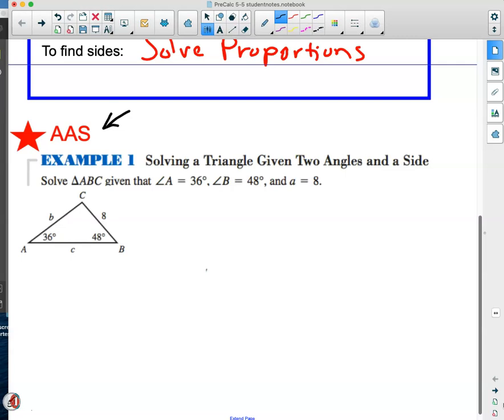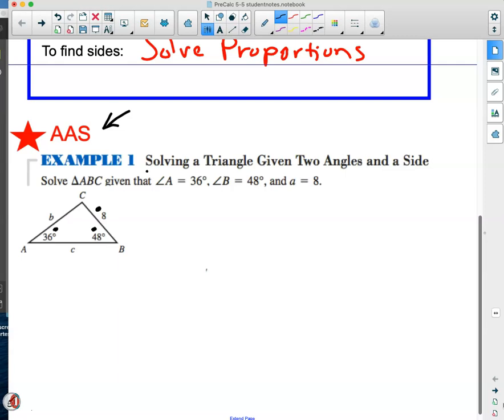Solving a triangle given two angles and a side. Solve triangle ABC given that angle A is 36 degrees, angle B is 48 degrees, and little a, the side length, is 8. I take a look at this and try to figure out, in order, what do I have? From left to right I see an angle, an angle, and a side. Those are the ones that have numerical values. So that gives me the angle, angle, side situation, which means I can use the law of sines.